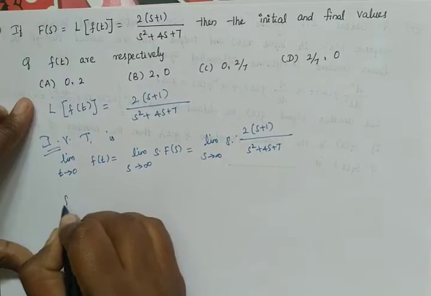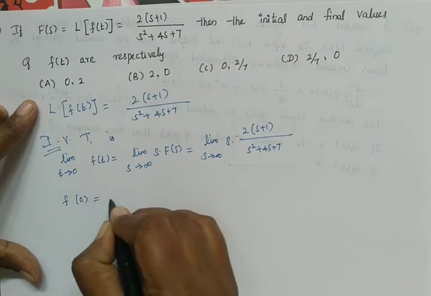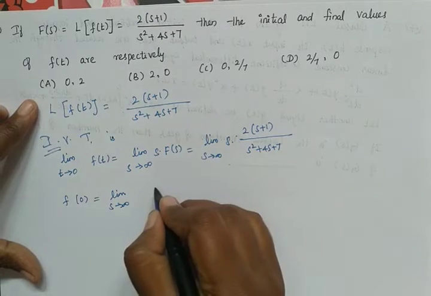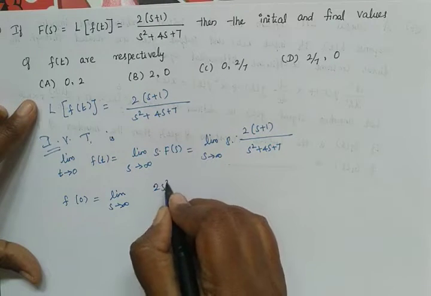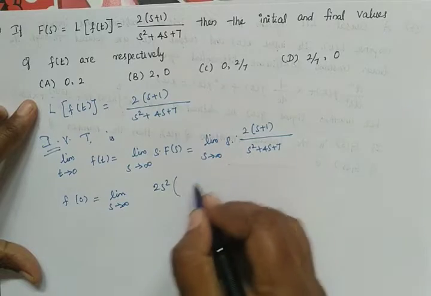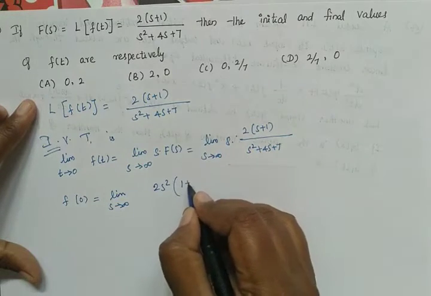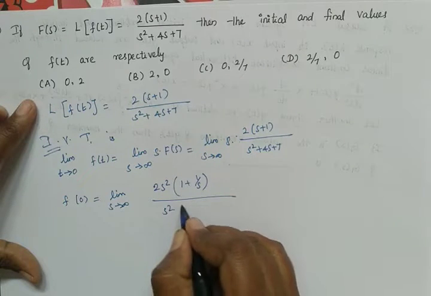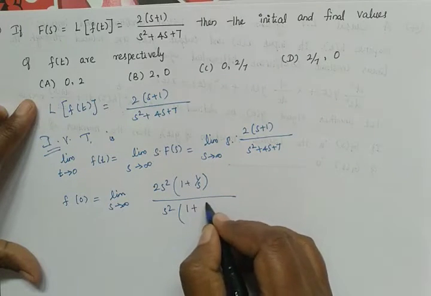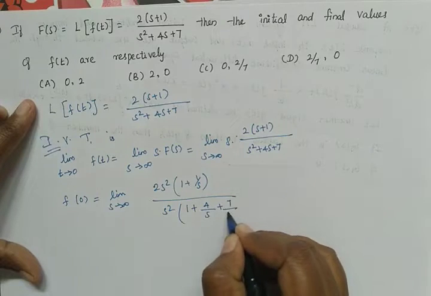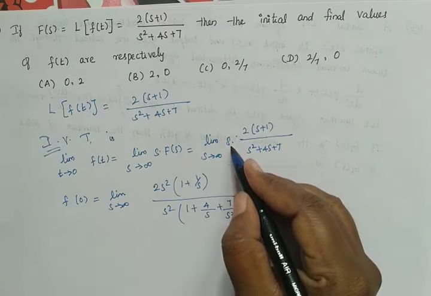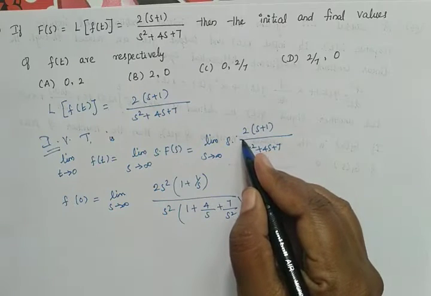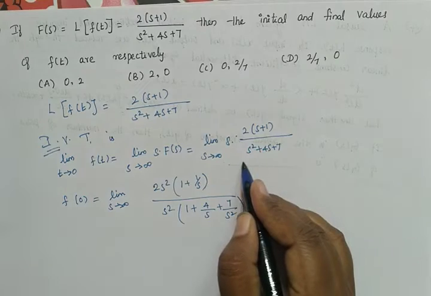Now f of 0 will be equal to limit s tends to infinity, so we can write this as 2 into s square, because we have s here. Let us take this s as common, so we can write this as 1 plus 1 by s divided by, and here take s square as common, s square into 1 plus 4 by s plus 7 by s square. So we multiplied by this s, so that we get 2 into s square. We have taken 2 s square as common, and here we have taken s square as common.